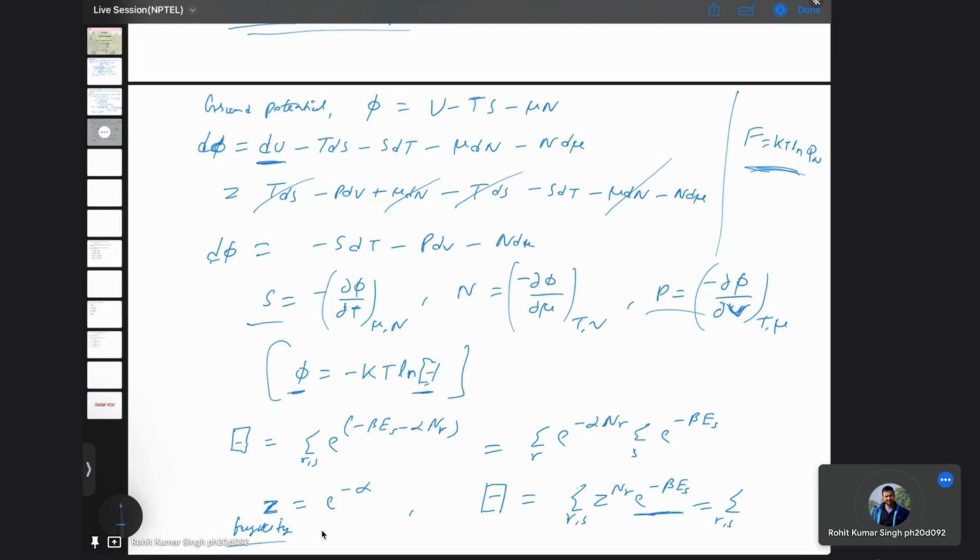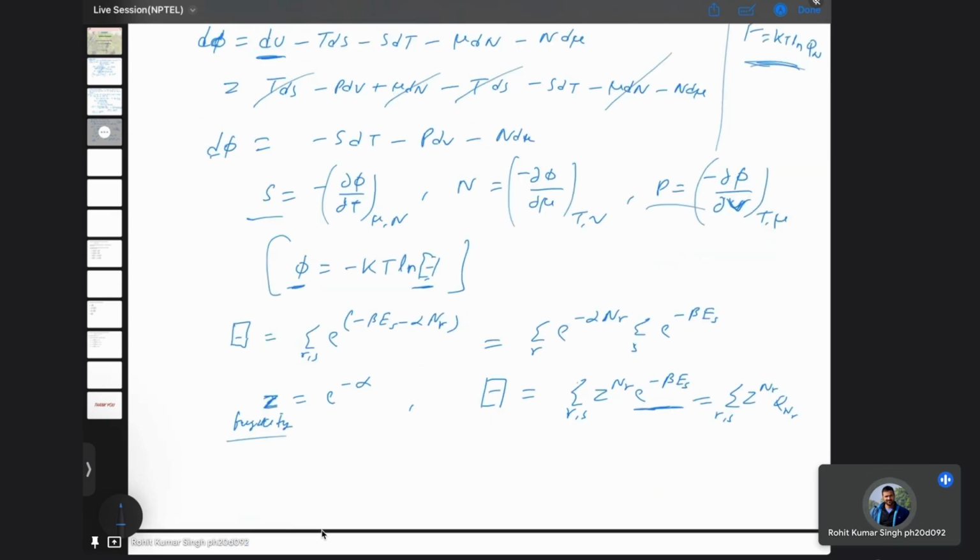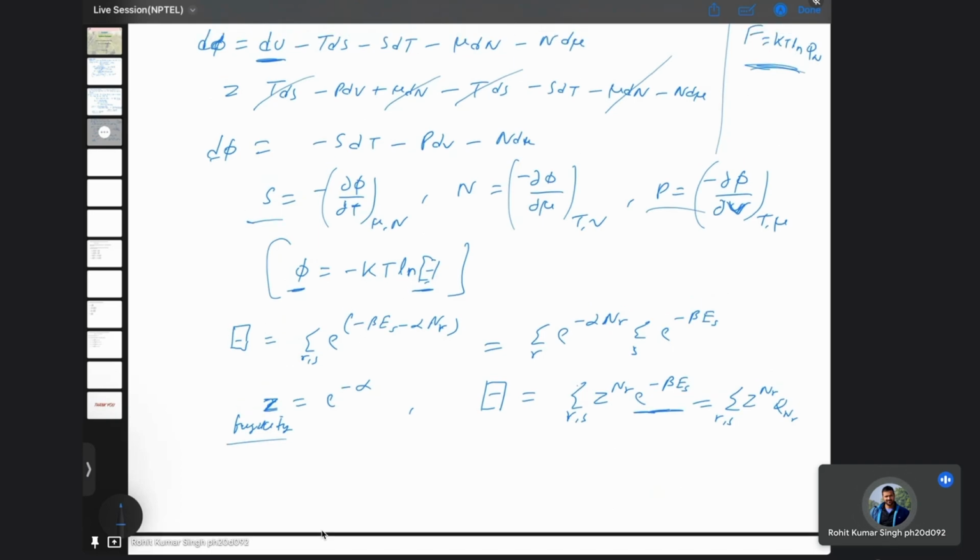So the grand canonical partition function can be written in terms of the canonical partition function. Okay, and we can also use this in problems.